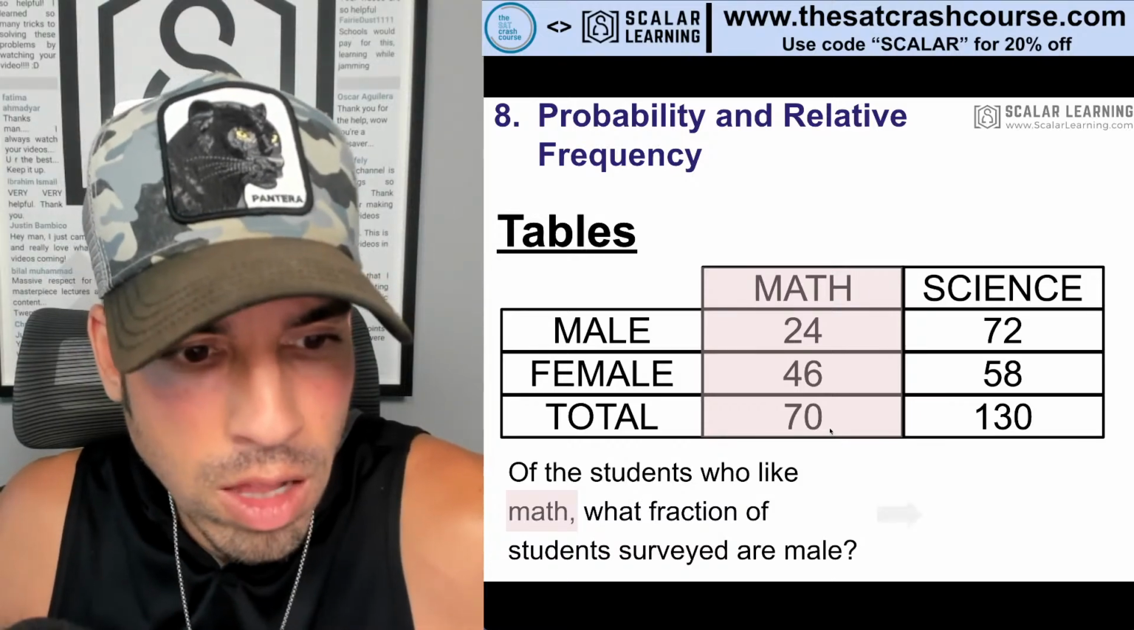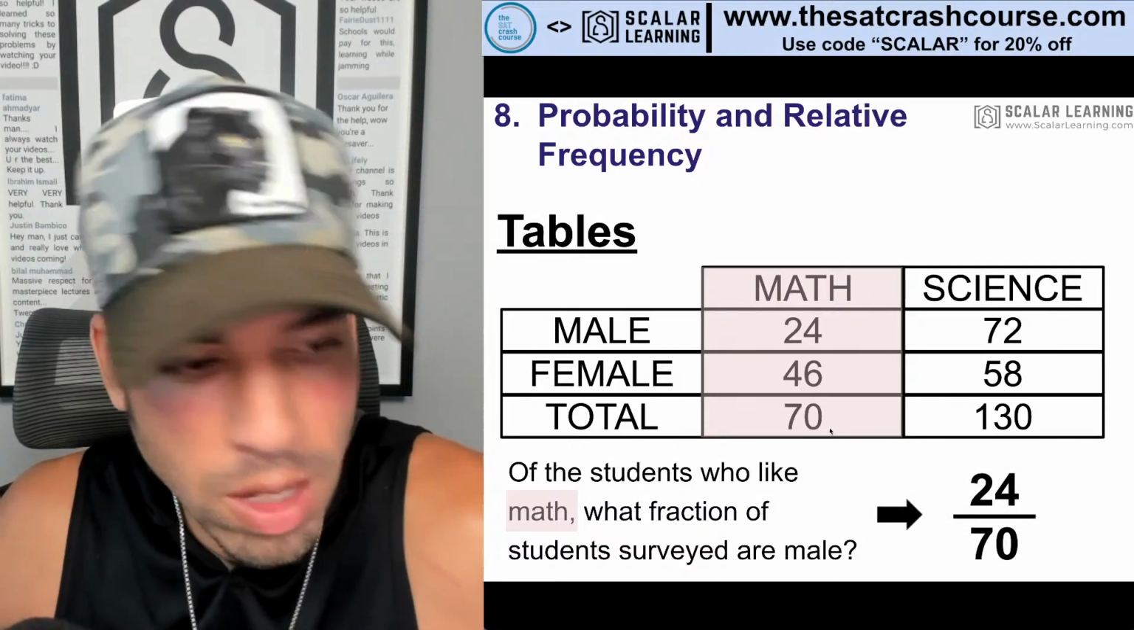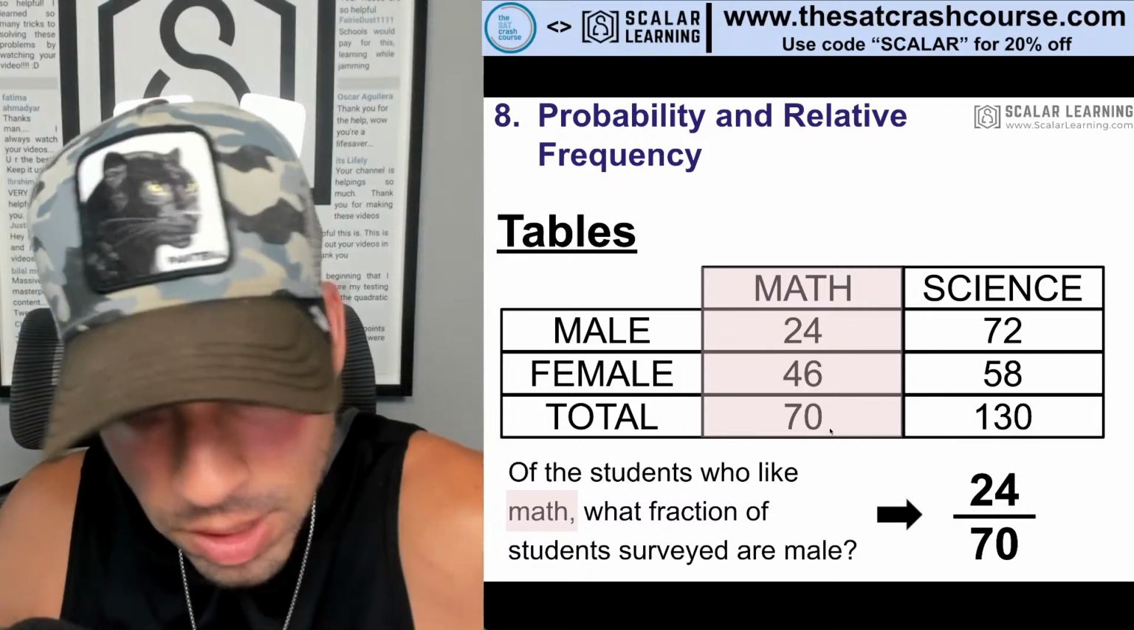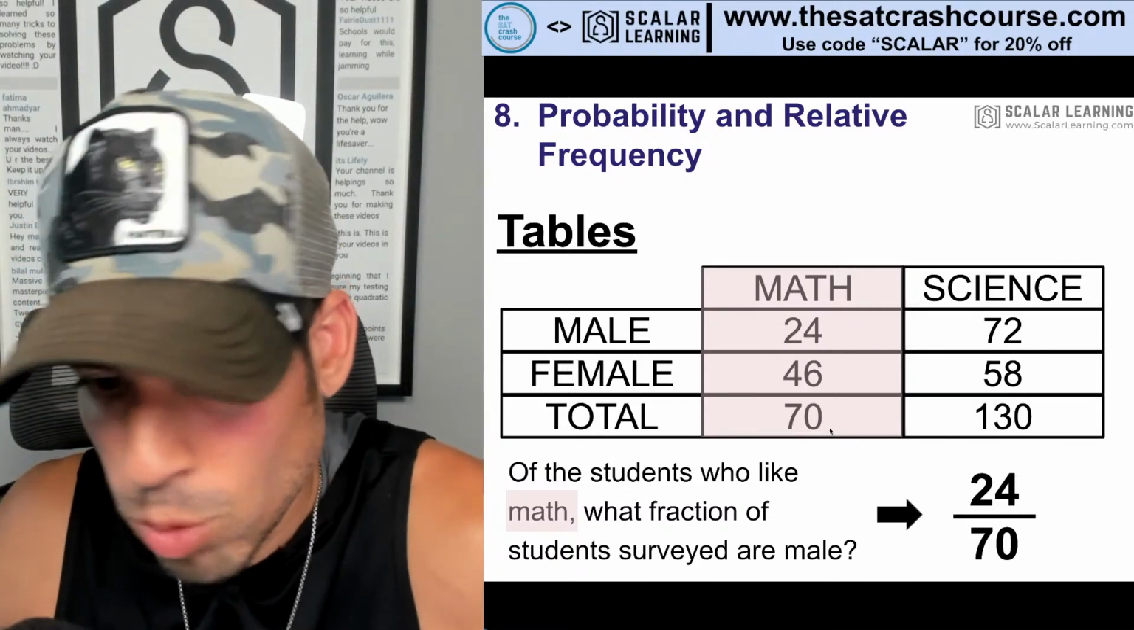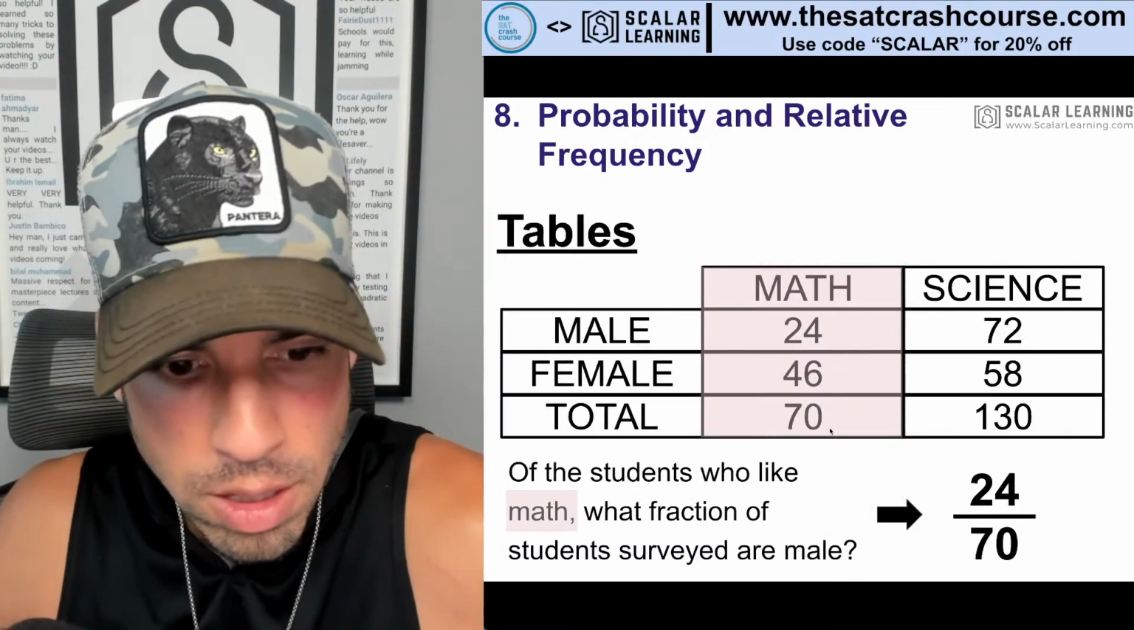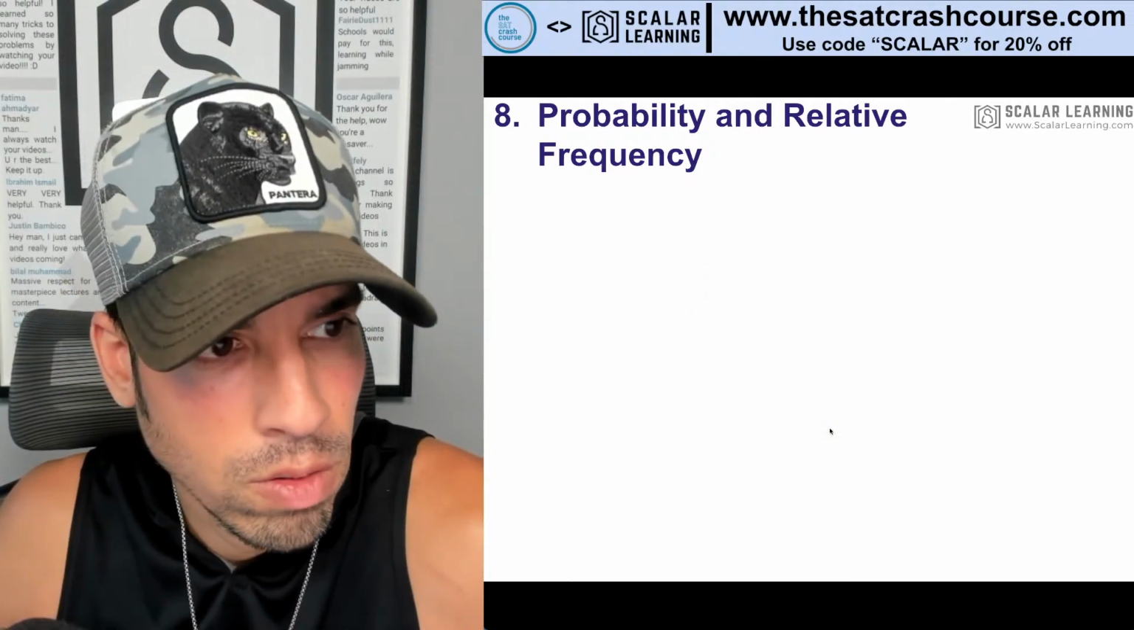So in this column, that'd be 24 are male out of a total of, which it gives us right there, 70, right? 24 out of 70, which Cole put down. That is correct. That's how you do it. All right, moving along.